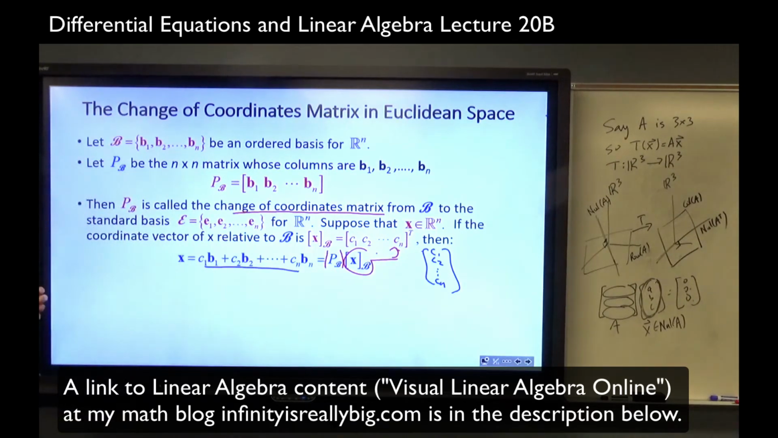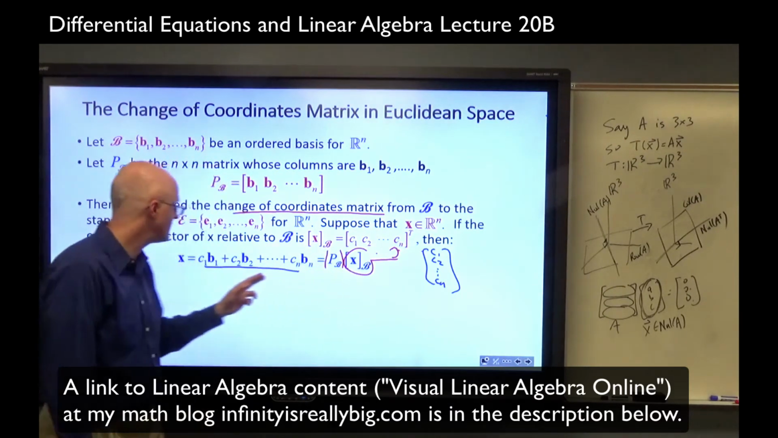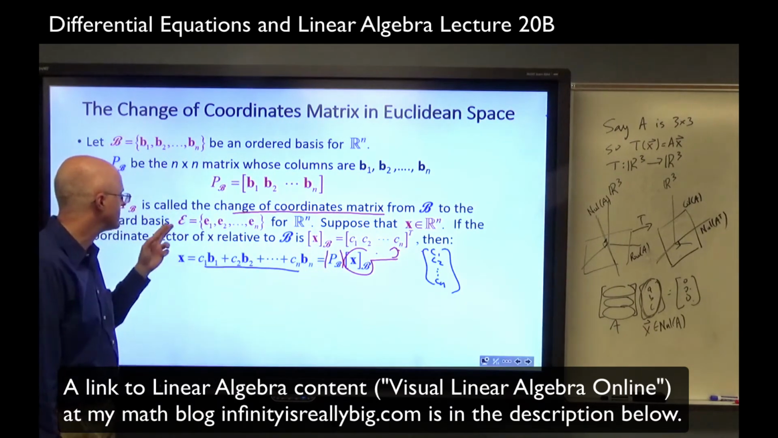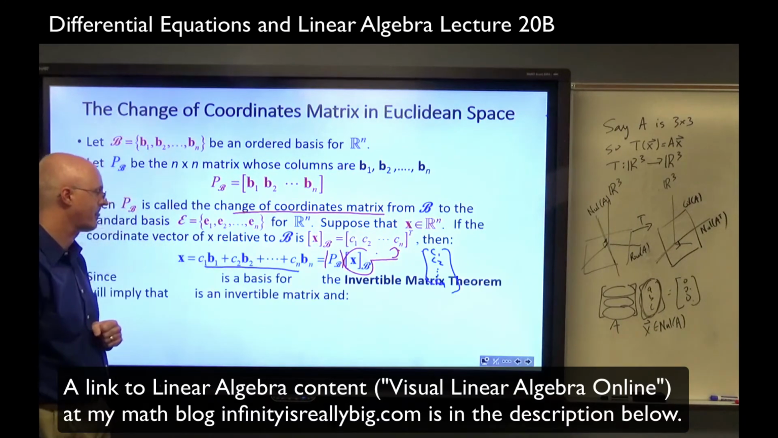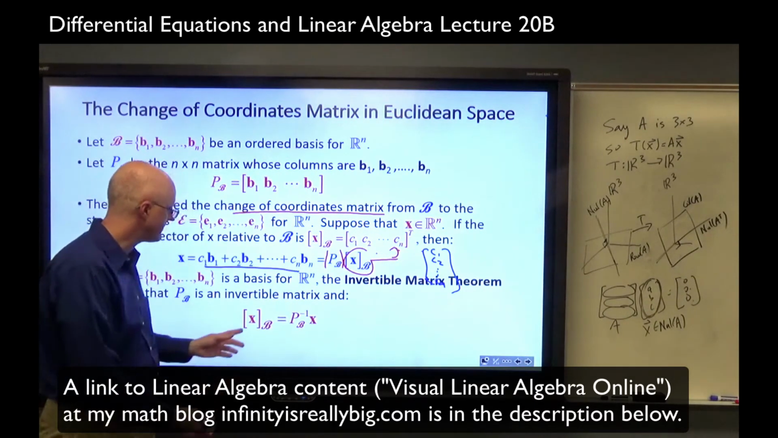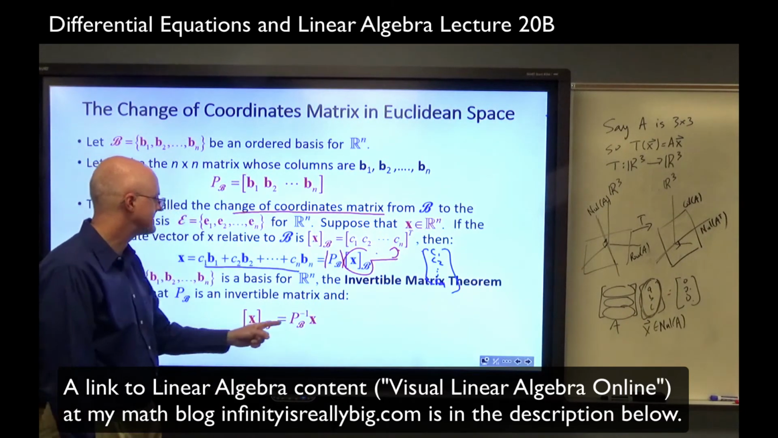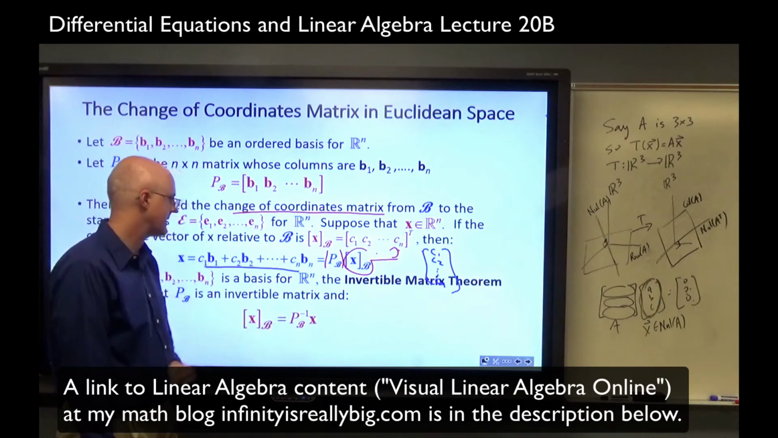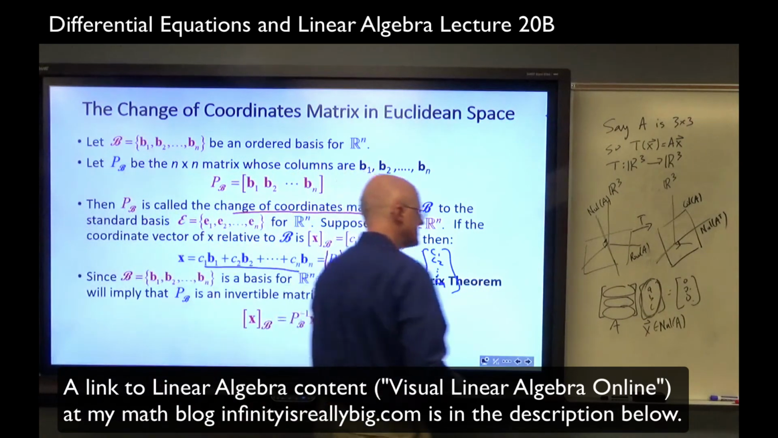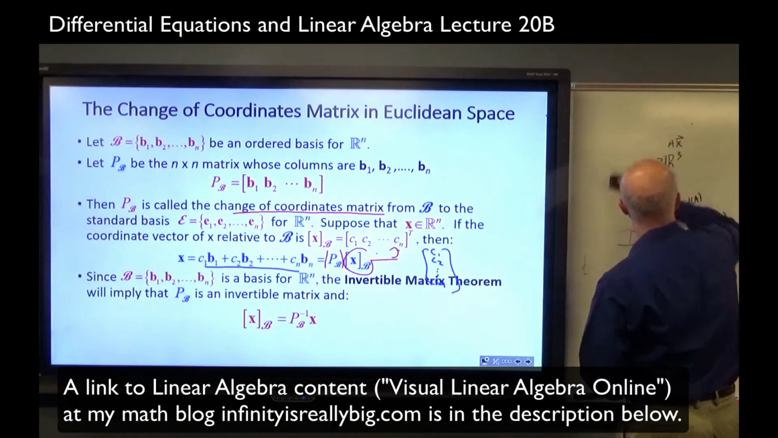So PB transforms the coordinate vector of x into its regular form in terms of the standard basis. But you can go the other way around. The invertible matrix theorem can be applied to say that PB is invertible, and you can solve for the coordinate vector of x with respect to the basis B, the ordered basis, as the inverse matrix of P times x. Essentially just solving that equation for the coordinate vector of x relative to B.